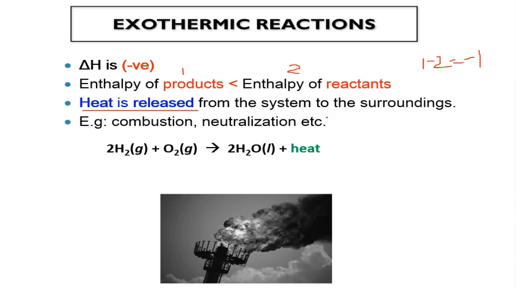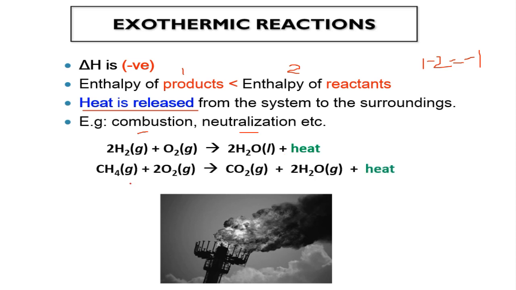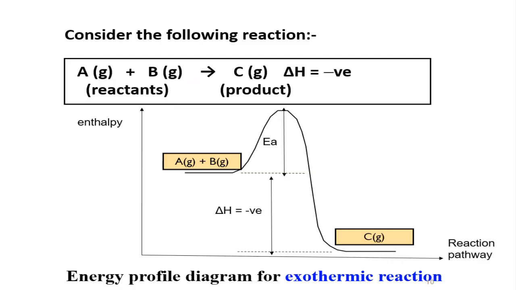For example, combustion and neutralization are exothermic reactions. So the reaction between hydrogen and oxygen to form water also releases heat. That's why this is exothermic. Another reaction is methane reacting completely with oxygen. So this is combustion, forming carbon dioxide and water, and then heat is released. So you must know combustion is under exothermic reaction.